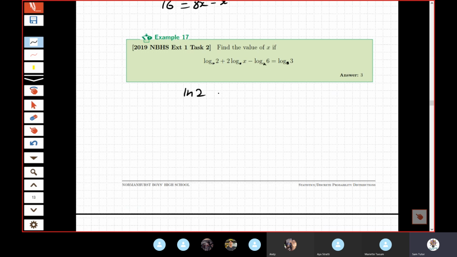So just that becomes ln2 plus, bring the 2 up if you start to become a little more efficient with your work, minus log 6 equals log 3. Anyone have any ideas of how they would go about the next few lines?